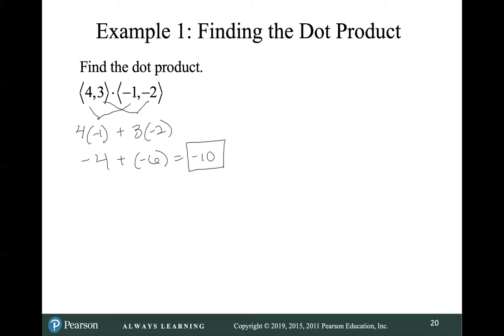If I line them up vertically, 4, 3 times -1, -2 dot product, then I can say that's -4 plus -6 equals -10. So you can do it either way if you have a preference of which one visually makes more sense to you.